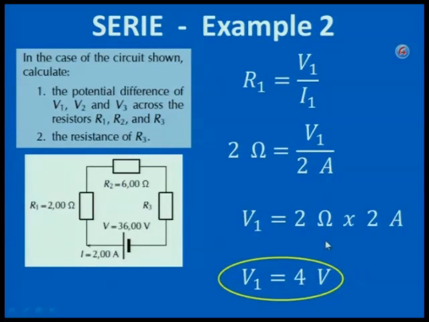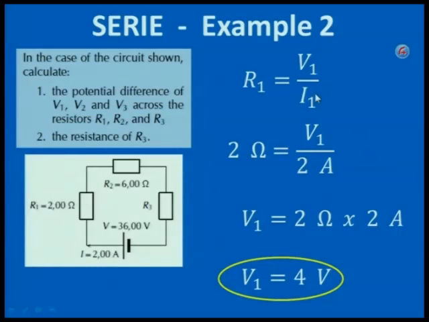Example 2. In the case of the circuit shown, calculate the potential difference of V1, V2, and V3, which are across the resistors R1, R2, and R3. Okay, so they want V1. You have your Ohm's law, which is R is V divided by I. So R1 is 2 ohms.